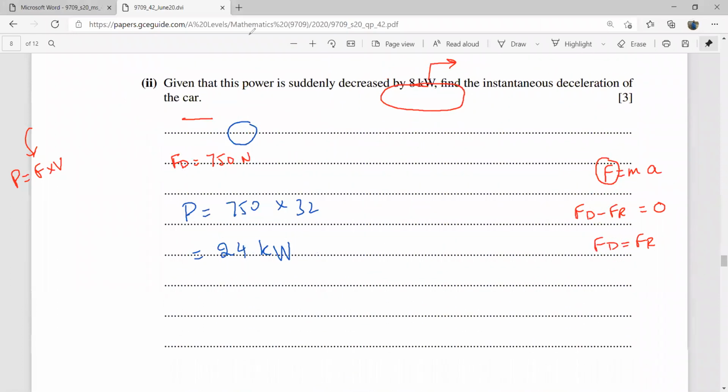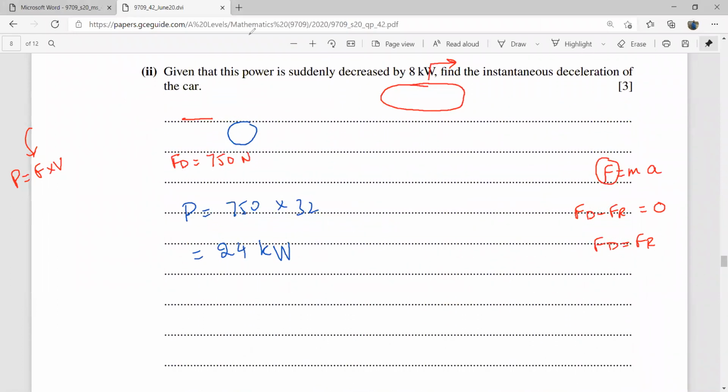It says, given that the power is suddenly decreased by 8 kilowatt. Now, again, there is a big difference in decreased by and decreased to. So the power is decreased by 8 kilowatt. That means the new power is going to be 16 kilowatt. So now we have the power that is going to be 16 kilowatts. And let me erase all of this.